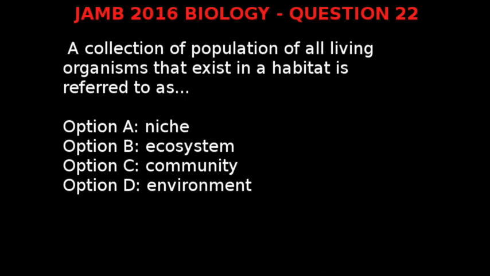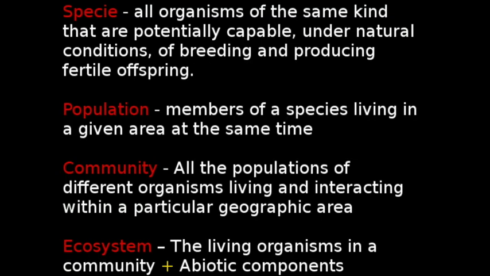To answer this question, we'll have to take a look at certain basic ecological definitions. In biology, the term species refers to all organisms of the same kind that are potentially capable, under natural conditions, of breeding and producing fertile offspring. The members of a species living in a given area at the same time constitutes a population.